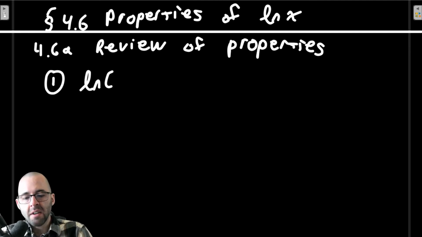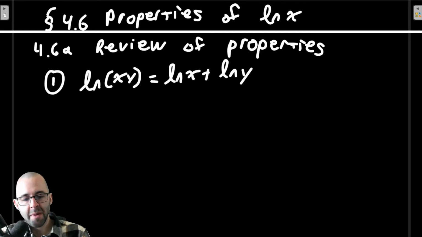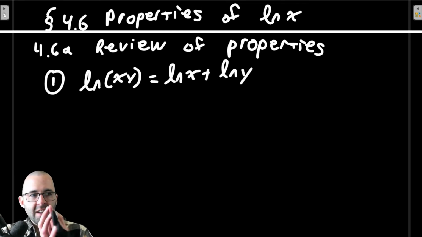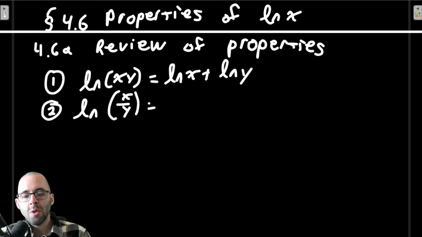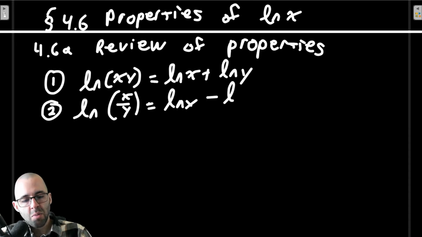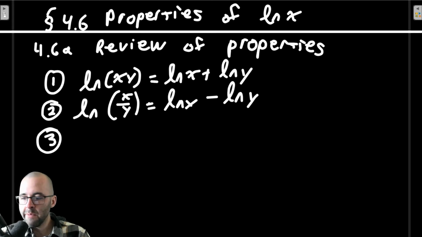If I have the log of two things multiplied by each other, we can split that up as two separate logarithms connected by addition. So multiplication on the inside is addition on the outside of logarithms. And very similarly, division on the inside will be subtraction on the outside. So these are properties that hopefully you have seen before. Hopefully this is not completely new.